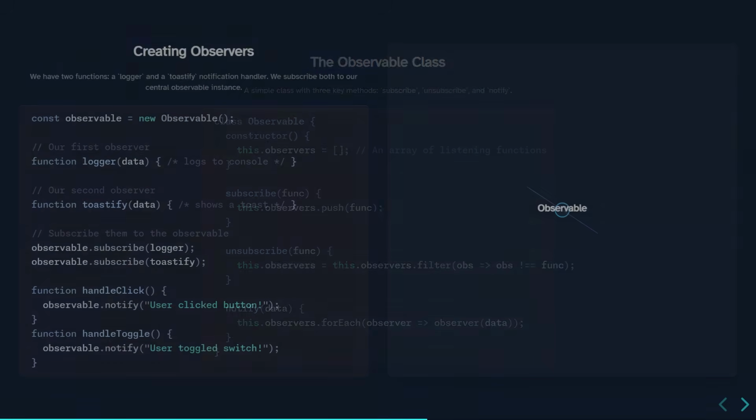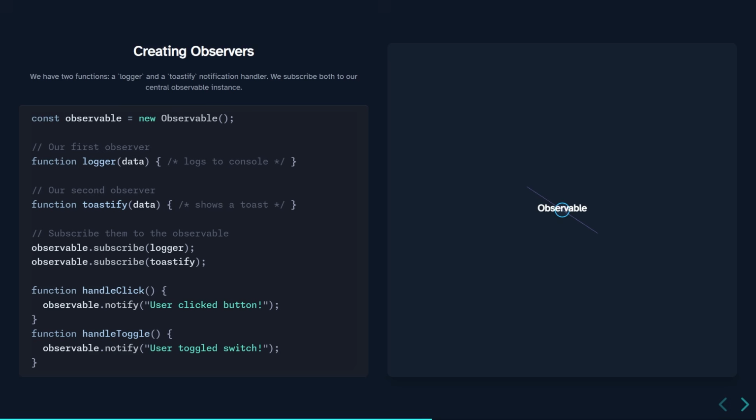Let's build a real example. We have two simple functions that will act as our observers, a logger and a toastify function. To make them listen, we need to subscribe them to our central observable. First, we subscribe the logger. A connection is now established. Then we subscribe our toast notification handler. Now both of these functions are listening, waiting for the signal.